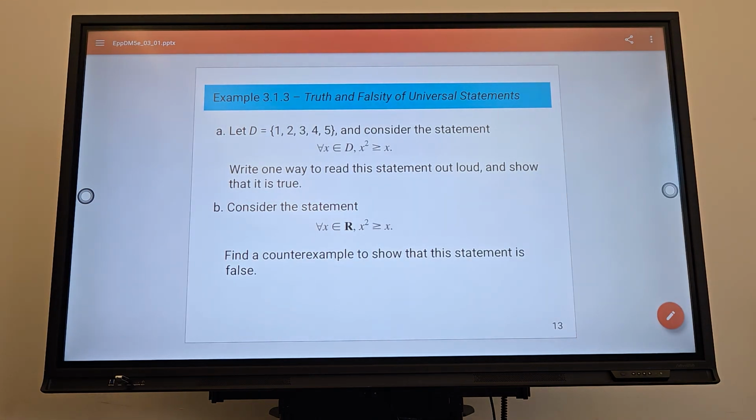So let D be 1, 2, 3, 4, 5. And consider the statement for every x that's an element of D, x squared is greater than or equal to x.